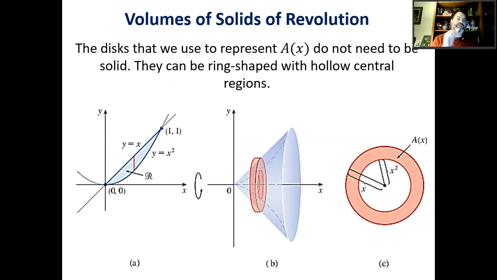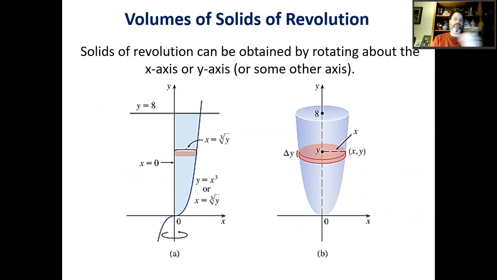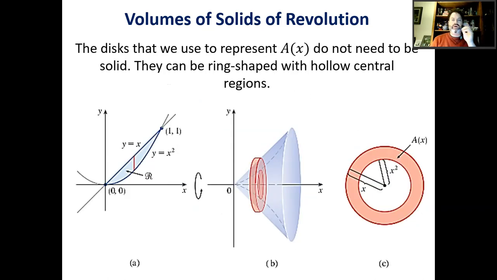And the disks that we use to represent the area do not need to be solid. They can be ring-shaped with hollow central regions. So this is where we start getting into a lot of the visualization. Most students do fine with the vertical integration. But when it starts coming into the rings, and in the next section, 5.3, we're going to see another technique, this really requires that you spend a lot of time setting your problems up. So let's get into it.